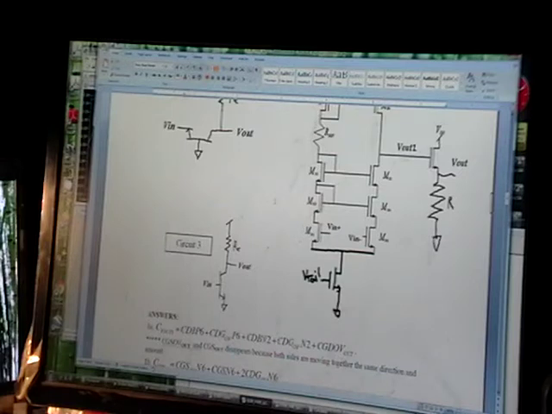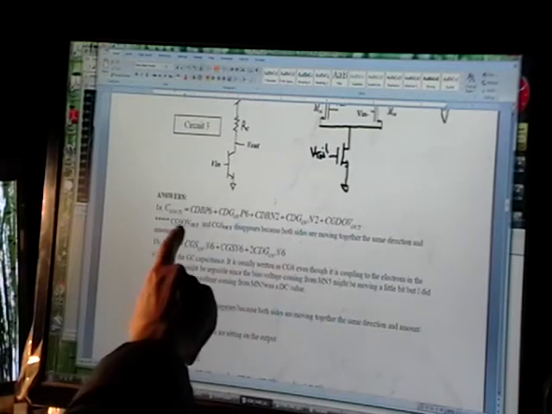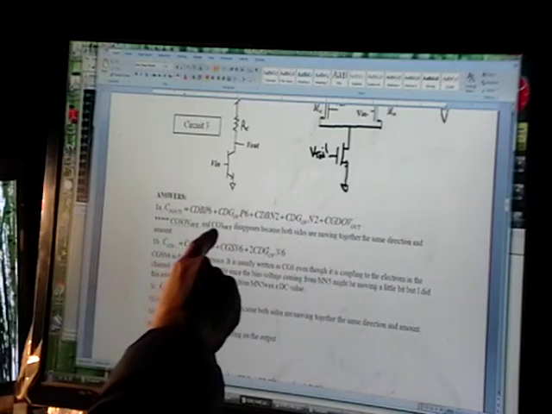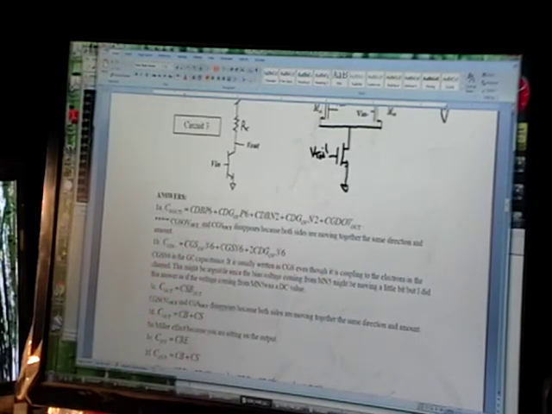Remember, this is a follower. So on a follower, if V out 1 moves 1 volt, what happens to V out? It should move the same amount. So if there's no voltage change across those two nodes, the capacitance, you can ignore it. So that's what this says right here. There's no change in voltage across the capacitor, so you get to ignore those capacitances.